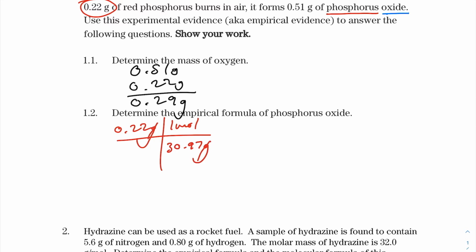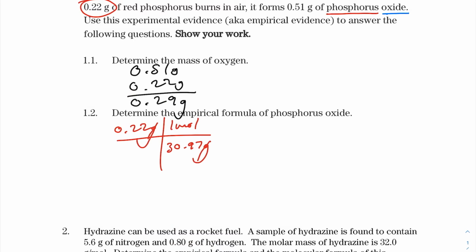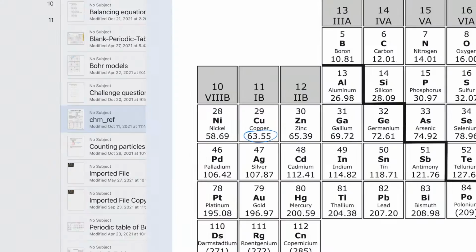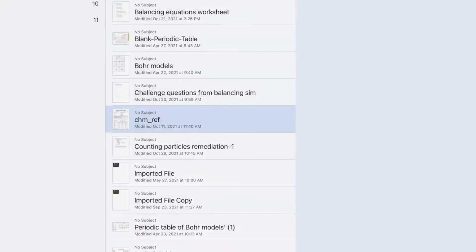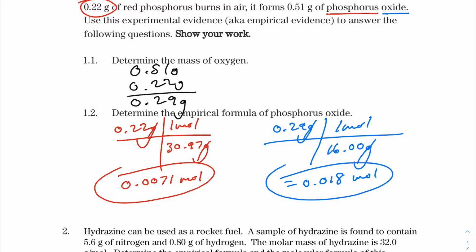So 0.22 over 30.97. So it's 0.0071 moles. We just worked out we've got 0.29 grams of oxygen. We're going to change that into moles. We need to go to the periodic table and find oxygen, 16.00. Grams cancel, 0.018 moles. Now from these numbers it's not obvious.